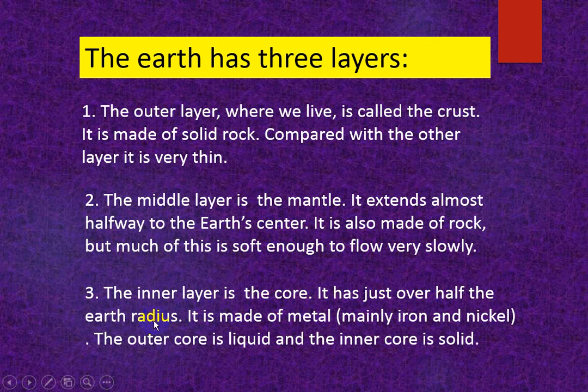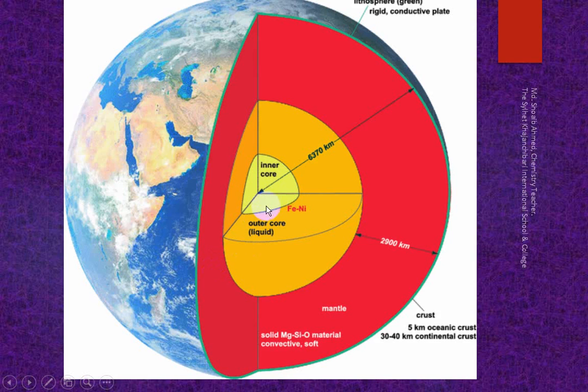It is just over half of the radius. It is made of metal, mainly iron and nickel. The outer core is liquid, and the inner core is solid. This core is mainly made of metal, iron and nickel.